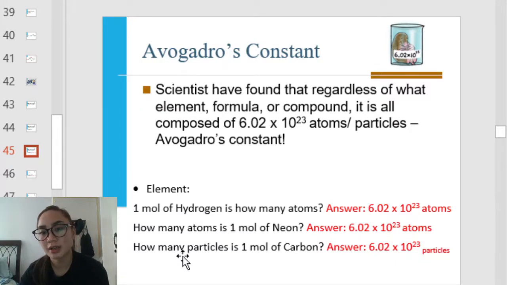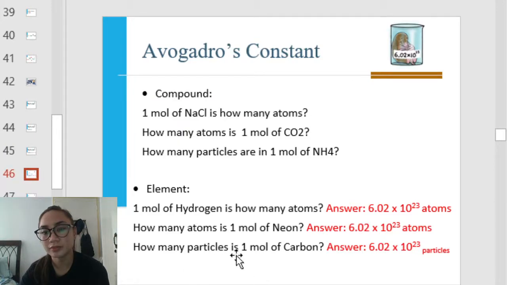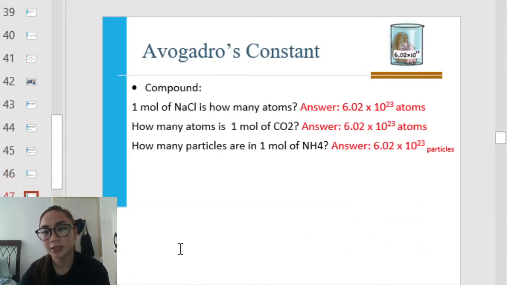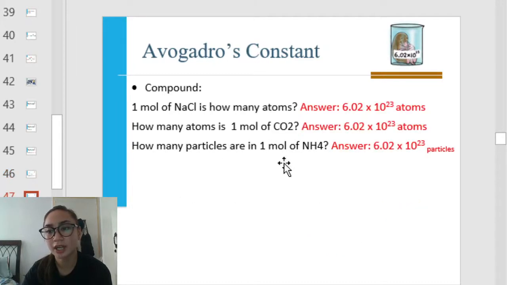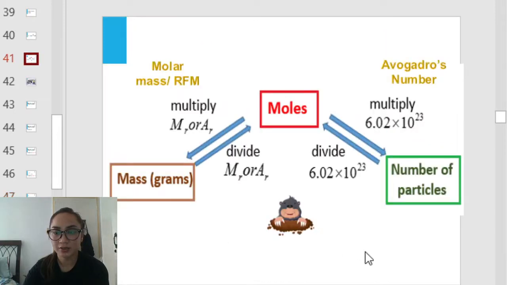So, even sa compounds, no? Sa compound naman natin, 1 mole of NaCl is how many atoms? How many atoms is 1 mole of CO2? How many particles are in 1 mole of NH4? So, lahat ng answer ng yan is the Avogadros Constant. Okay, so, bumabalik at bumabalik pa rin tayo dito sa conversion na to.